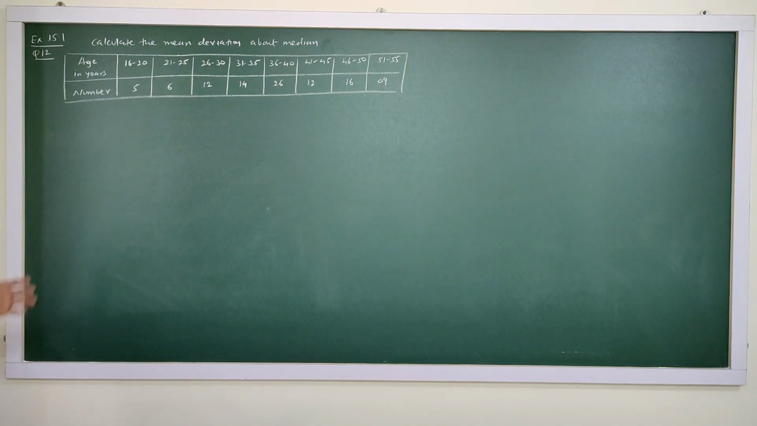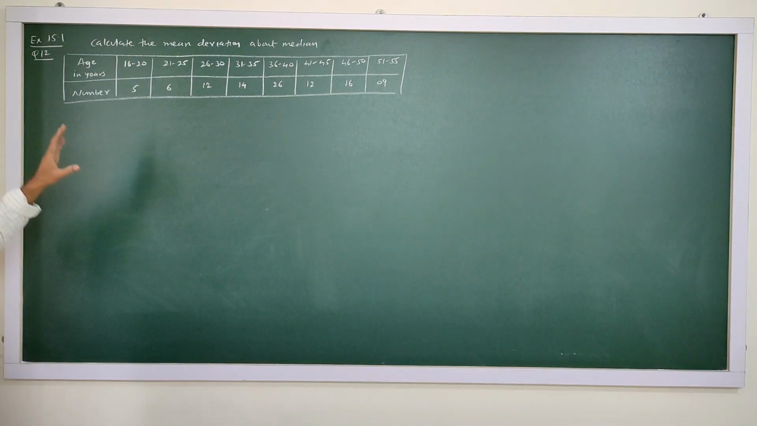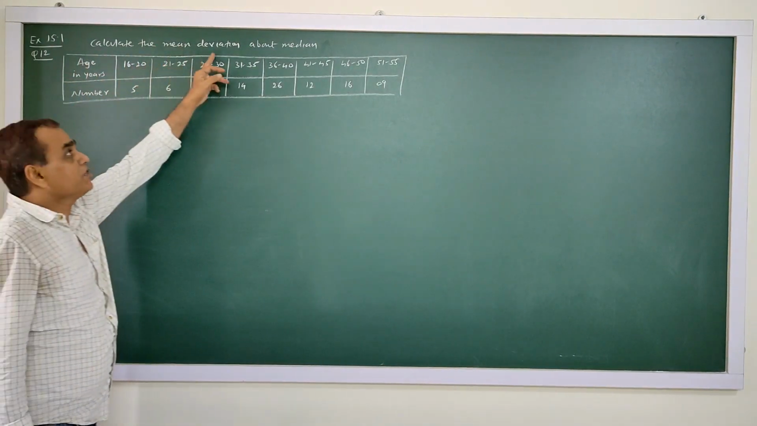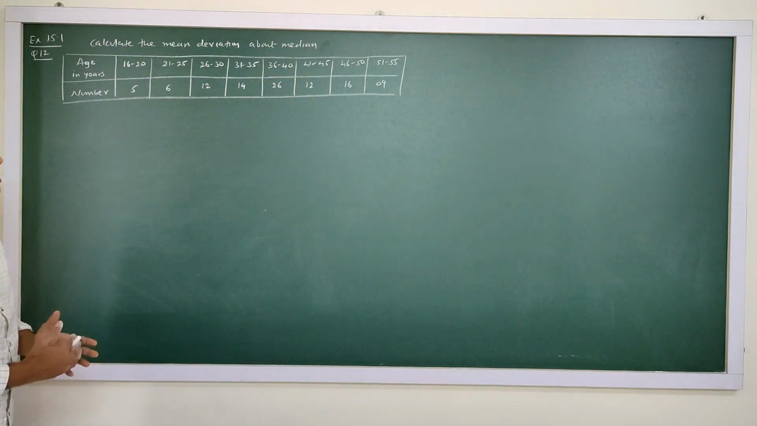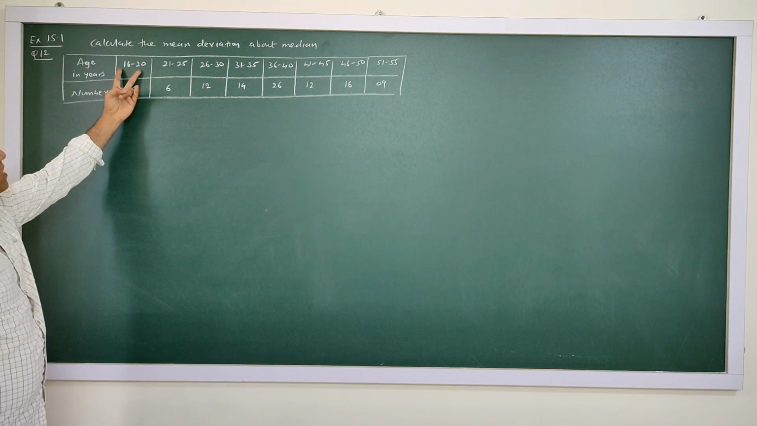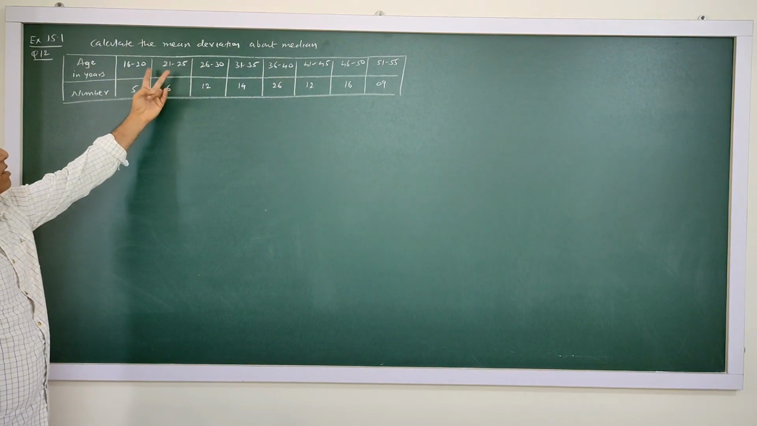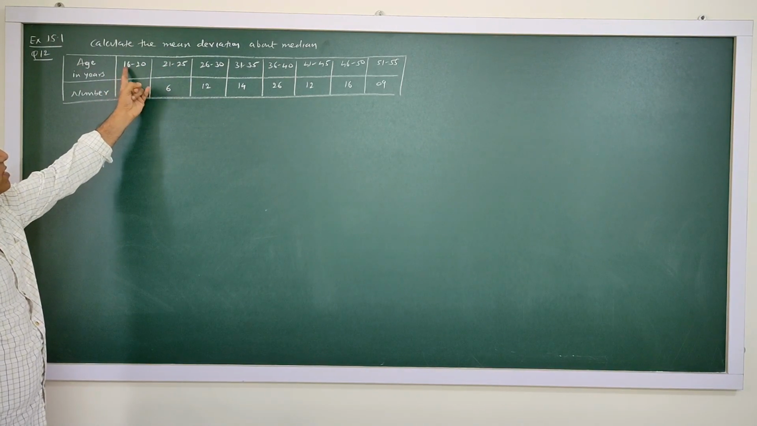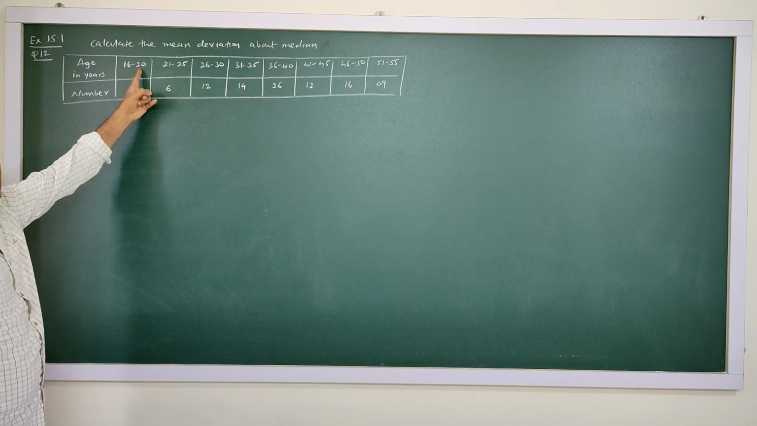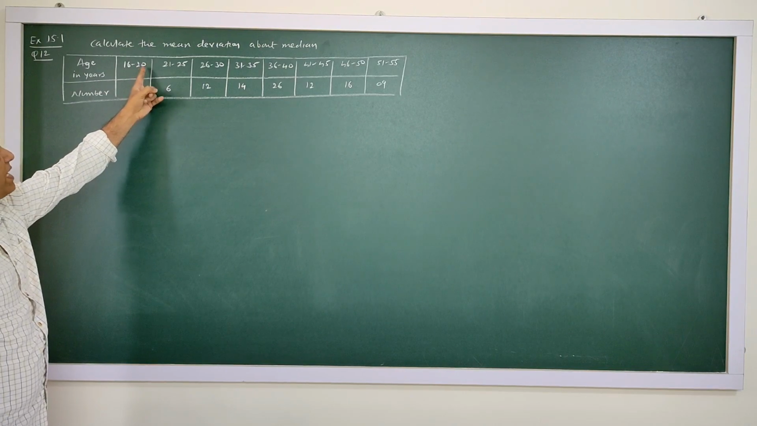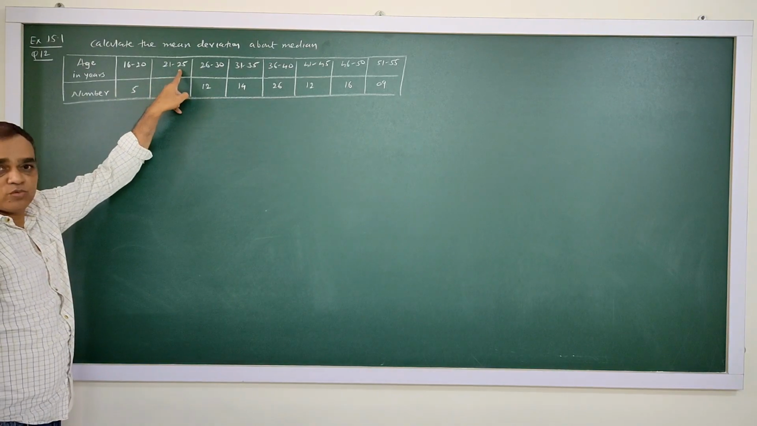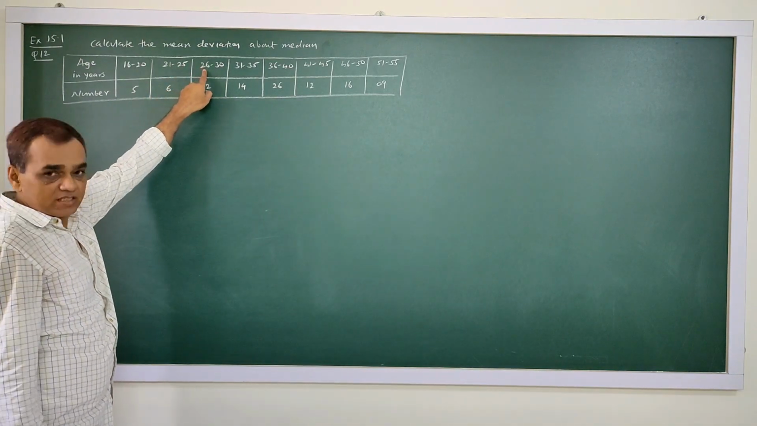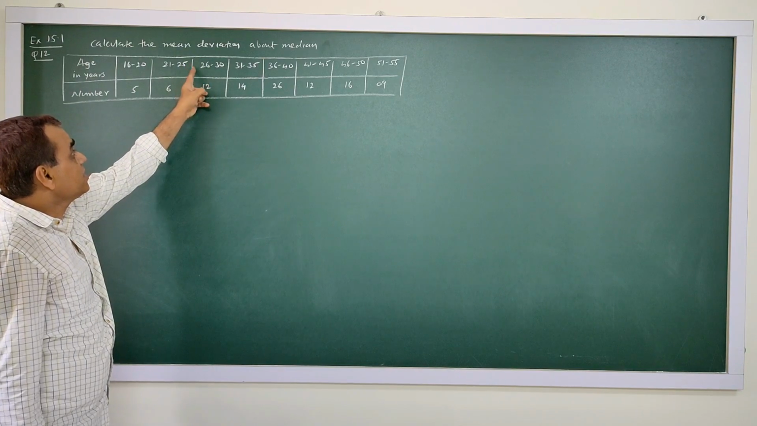One more question on the same application. Calculate the mean deviation about the median. See here, observe these classes. It is not continuous. 16 to 20, then after 20, the next class starts from 21. 21 to 25, then it starts from 26. So here there is discontinuity.